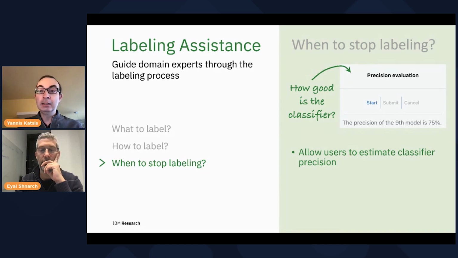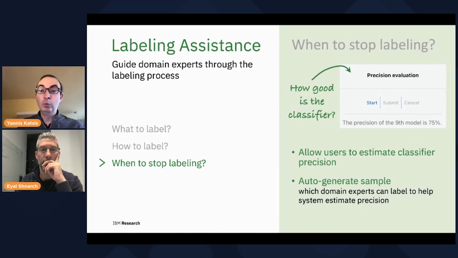To this end, it provides the domain expert with a way to evaluate the model. At any point in time, the domain expert can invoke a precision evaluation. At that point, the system will auto-generate a sample of elements for the domain expert to label, and after they have been labeled, it will estimate and present to the user the precision of the current classifier. And when the user thinks that the performance of the model is high enough, they can stop the labeling process and start using the model.